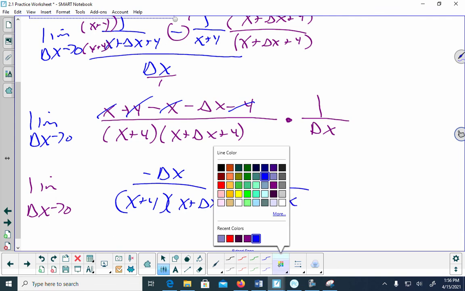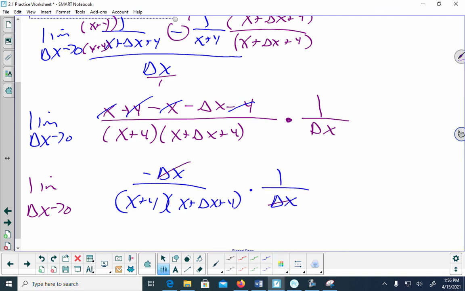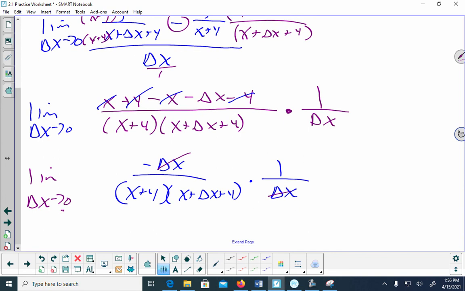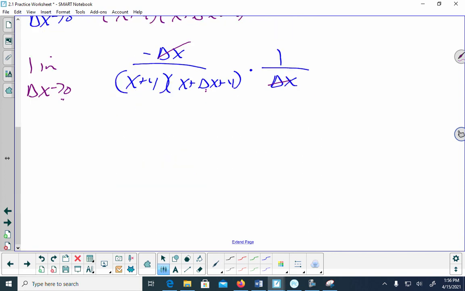Now I can plainly see that my delta x's will simplify, and I'm going to go ahead and substitute 0 in for this delta x because I can. And I'm going to end up with x plus 4. And I have 2 of those, right? And I'm multiplying, so this will be squared, and that'll be my derivative.